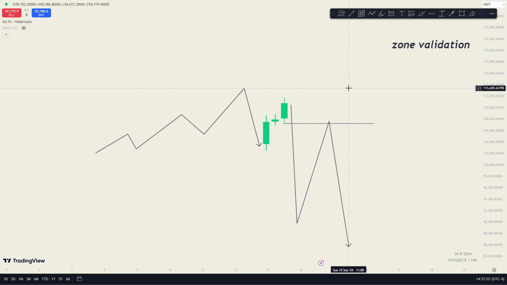By the way, how to use economic calendar we will learn later, but it's not really important.